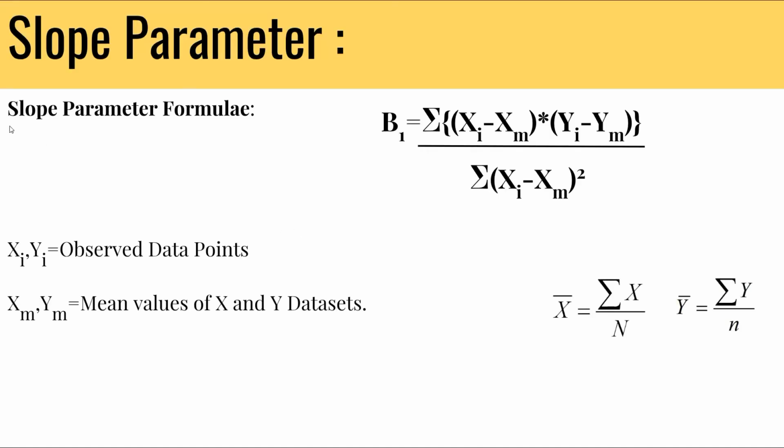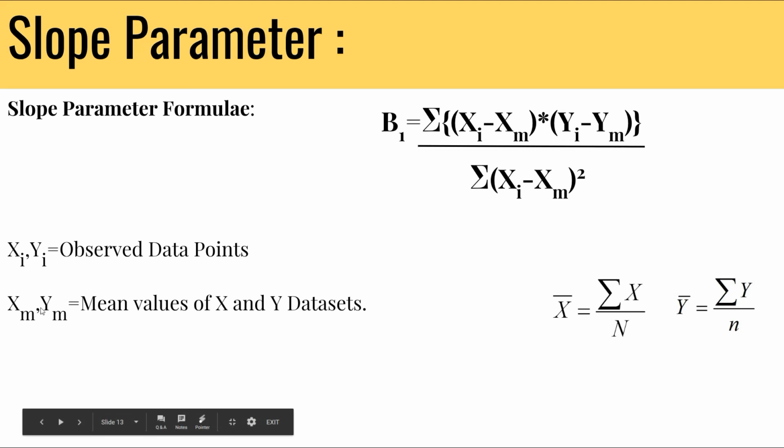Now I can simply give you the slope parameter formula, which is beta 1 equals the summation of the product of (xi minus xm) and (yi minus ym), upon the summation of (xi minus xm) whole squared. Here i is the ith observation, so if you have n observations, i would range from 1 to n, and the summation is over i equals 1 to i equals n, where you simply add up the calculation of xi minus xm whole squared over the entire range of values available to you.